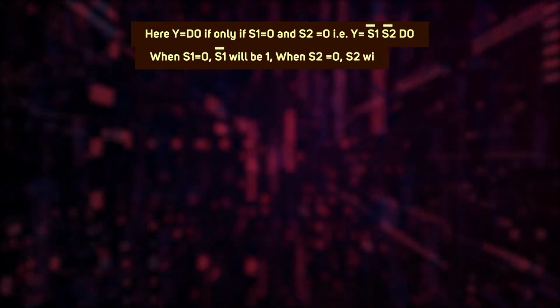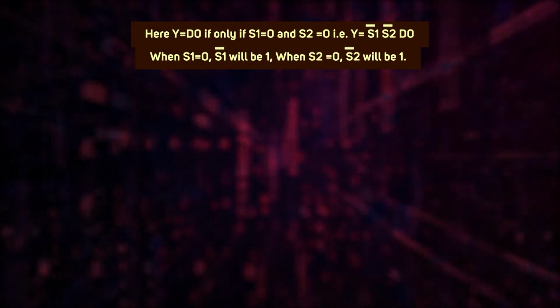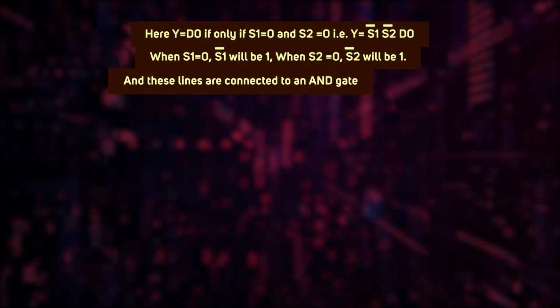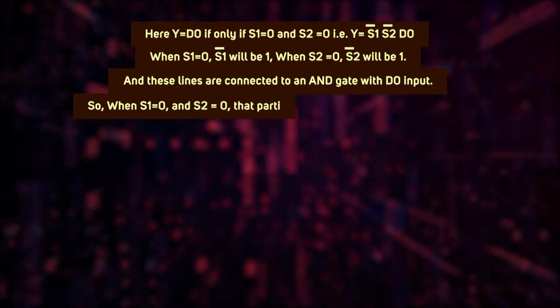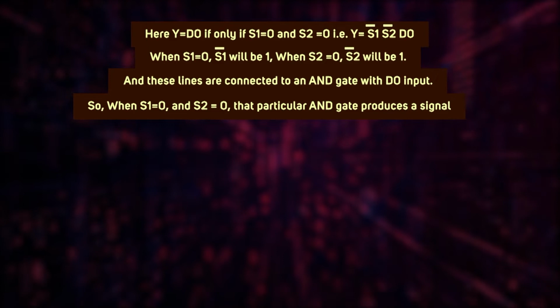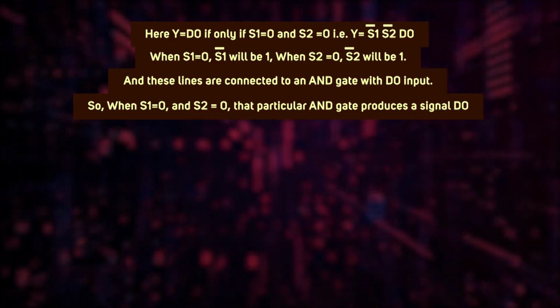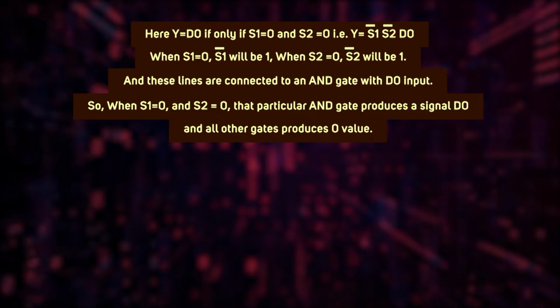How to develop a logical expression for this circuit? Here Y equal to D0 if and only if S1 equal to 0 and S2 equal to 0. That is Y equal to S1' S2' D0. When S1 equal to 0, S1 complement will be 1. When S2 equal to 0, S2 complement will be 1, and these lines are connected to an AND gate with D0 input. So, when S1 equal to 0 and S2 equal to 0, that particular AND gate produces the signal D0 and all other gates produce 0 value.